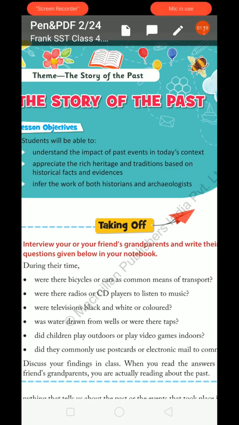Second, appreciate the rich heritage and tradition based on historical facts and evidence. History is totally based on historical facts and evidence. Evidence means sabut, proof. Appreciate means qadr karna, value karna. Rich heritage means virasat. So what is the rich heritage? Rich heritage is our monuments, forts.